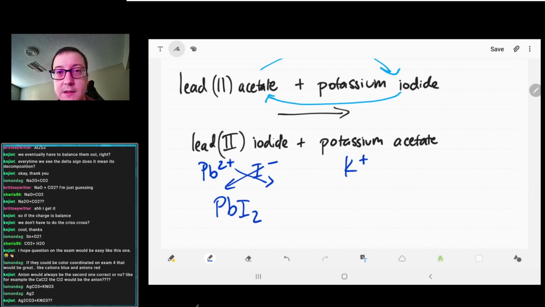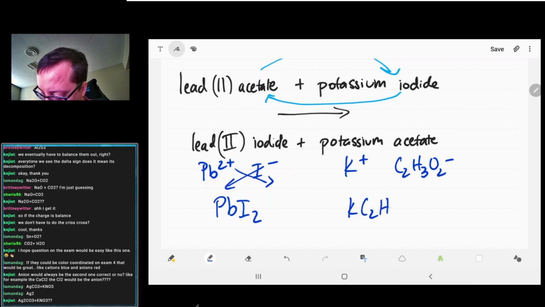Potassium is K plus. Acetate is here. They're both the same charge, so we can just glub them together. And that would be the products of our reaction. So you can do it either way. You can use the names of the compounds to figure out the products, or you could look at the ions in the compounds to figure out the products. So nothing is changing here. So just another way for you to figure out the products of this reaction.